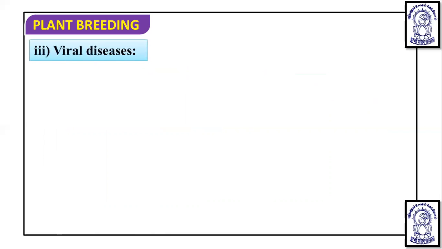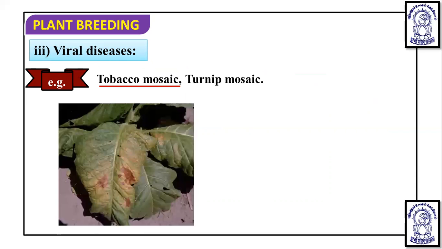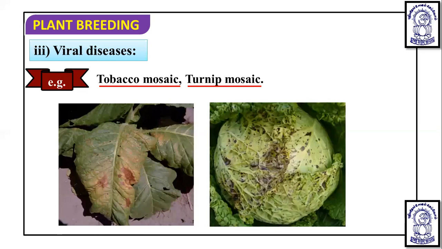Then the viral pathogens cause some viral diseases. Examples of viral diseases: in tobacco, it is tobacco mosaic virus, and in turnip, it is turnip mosaic virus. Okay, so these are the diseases, tobacco mosaic and turnip mosaic.